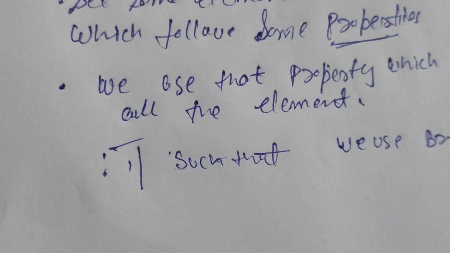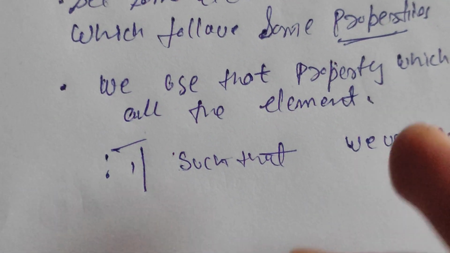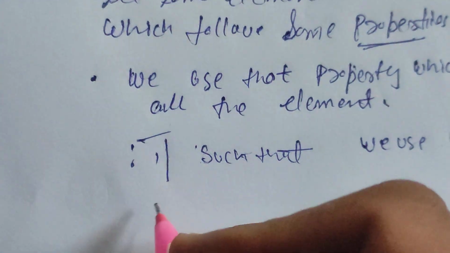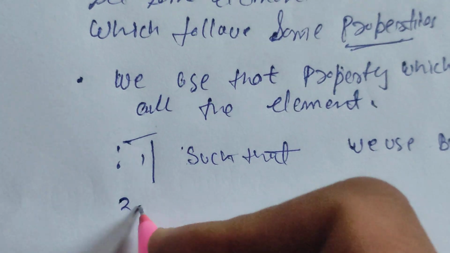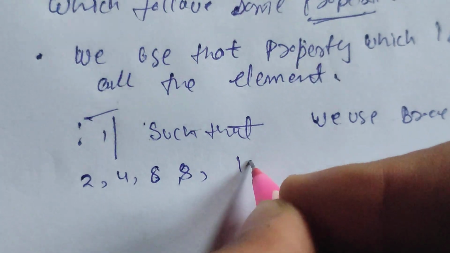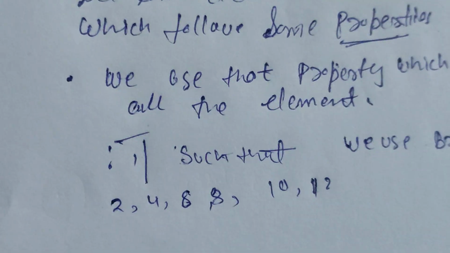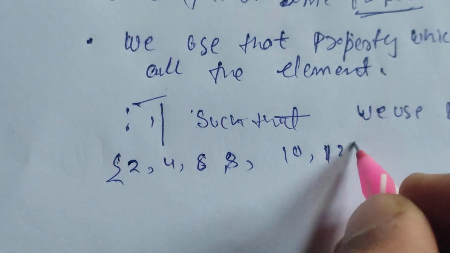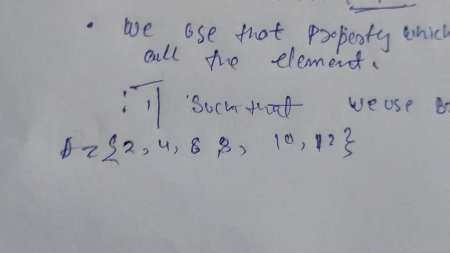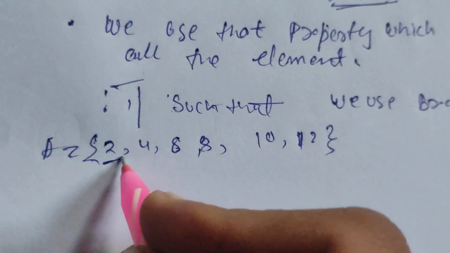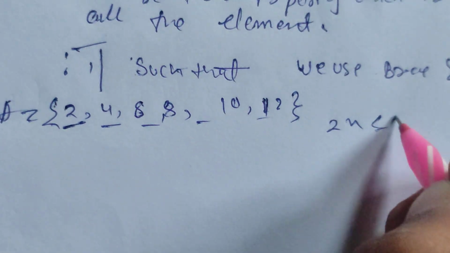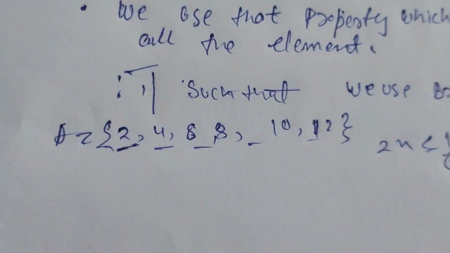Now for example, let's take a real-life example. First of all, we take a mathematical one. Say we have 2, 4, 6, 8, 10 and 12. This is in roster form. Somebody says, please make it in set builder form. So we say the common property is that these are multiples of 2 and the value is less than or equal to 12, that is n is 6.